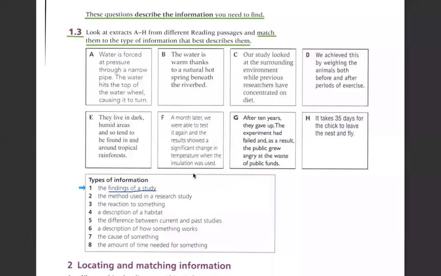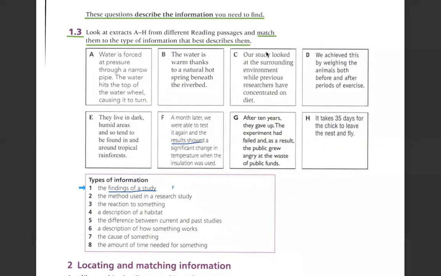So the correct answer, which some of you have got, well done, is F. So let's have a look at the words in F. A month later. Okay, so this is a month after they started the experiment. They were able to test it again, and the results showed significant change in the temperature. So they tell you that they were doing a study, they use the word results to show findings, and then they tell you what the results were.